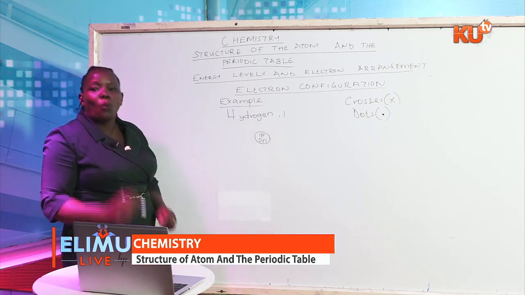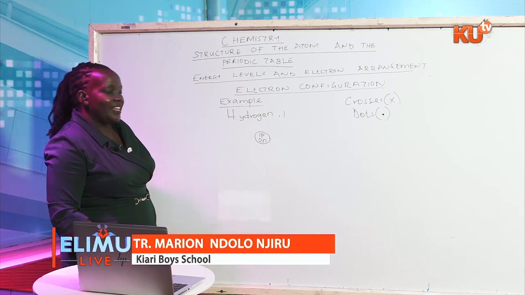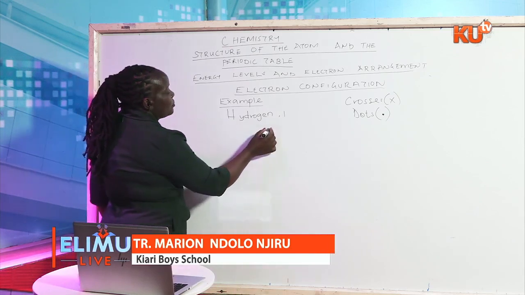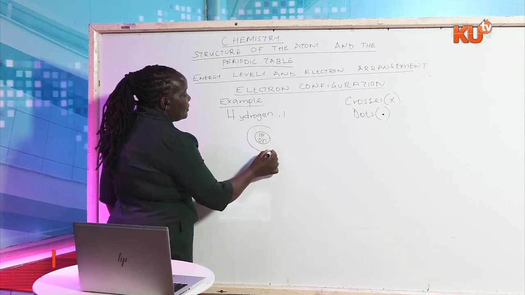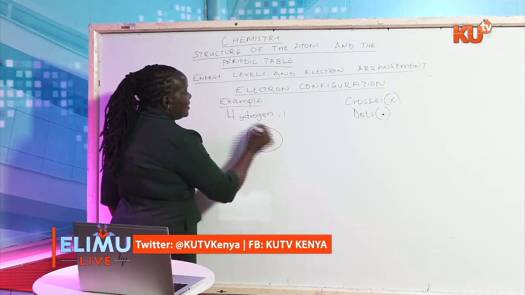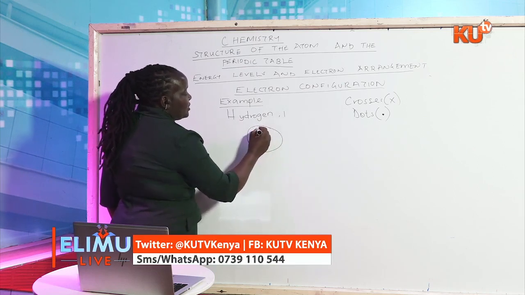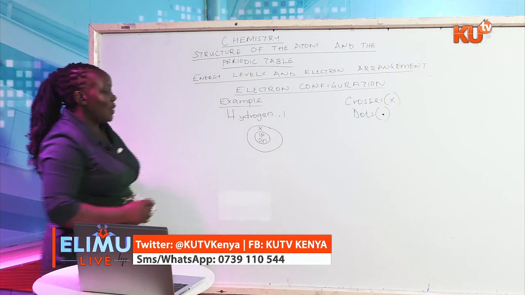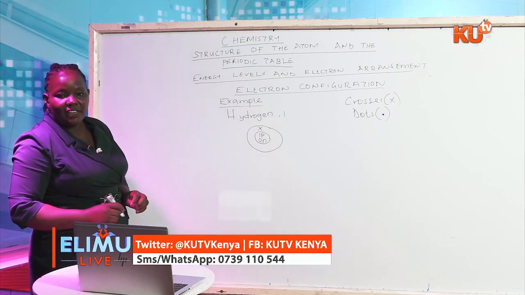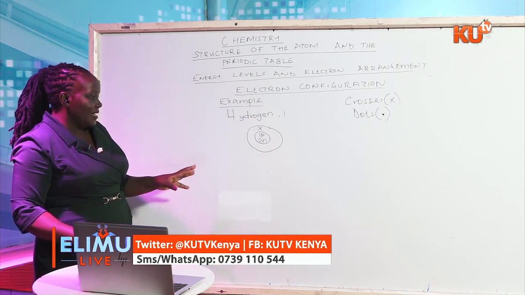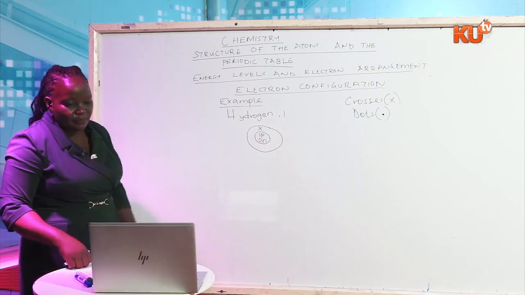Then it has only one energy level. So we indicate the energy level like that. And then we have only one electron. We have said use either crosses or dots, so let's use a cross. So this is a representation of a hydrogen atom in a diagram. This one represents the energy level, and then we have the nucleus.